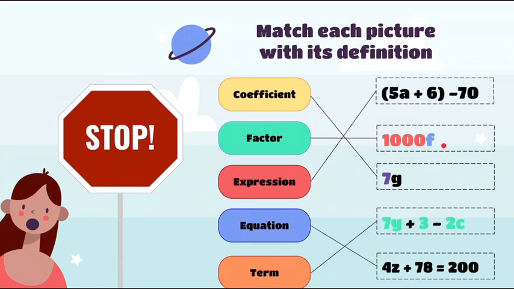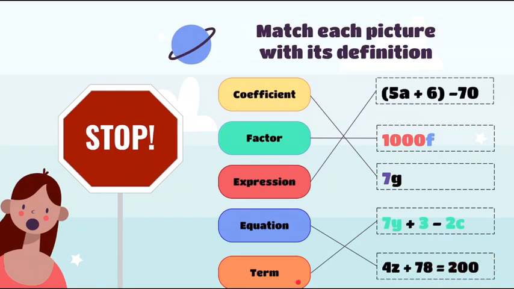In this problem, 1,000 is being multiplied by f, which makes 1,000 and f factors. Expression and equation. It might be a little hard to distinguish between the two, but the main deal breaker is the equal sign. As you can see from this answer, an expression does not include an equal sign like an equation does. An equation includes an equal sign and an answer.